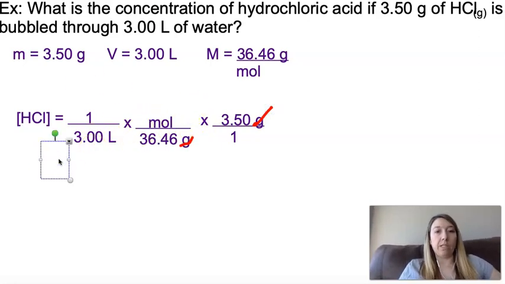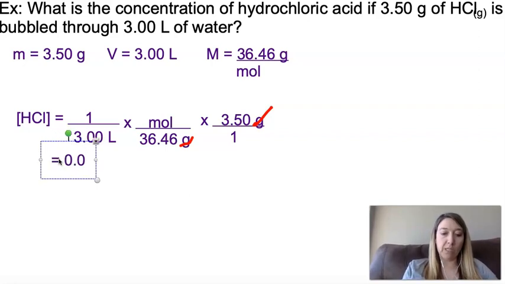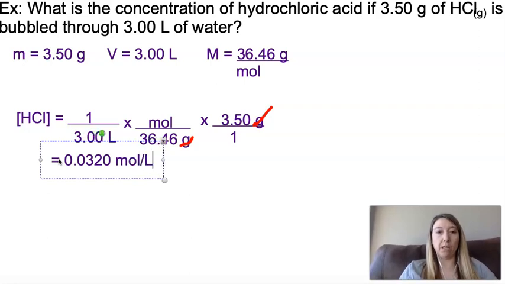We're going to calculate it, see what our answer is, right? So when we type that in, we're going to do 1 divided by 3, then divide by 36.46, and then multiply by 3.5, right? Remember, everything on the bottom we need to divide by, everything on the top we get to multiply by. So we get that it is equal to 0.03, and with significant digits, we get to have 3, so 0.0320 moles per liter. Okay, so that's going to be our answer, 0.0320 moles per liter.